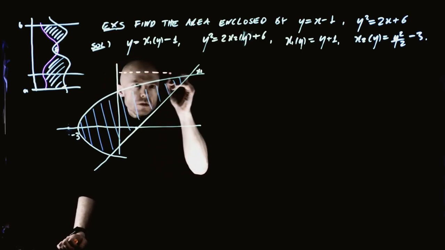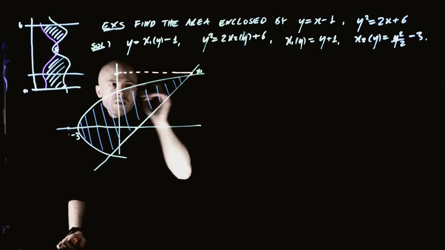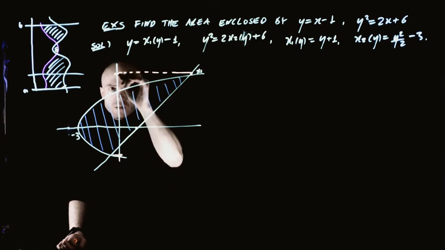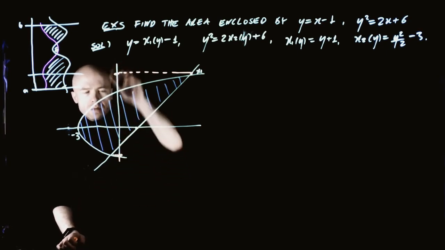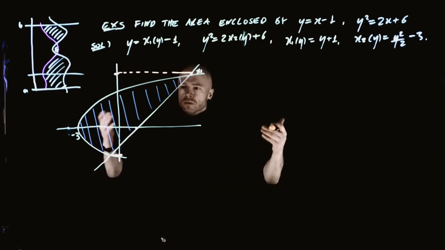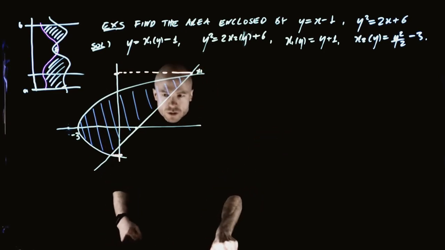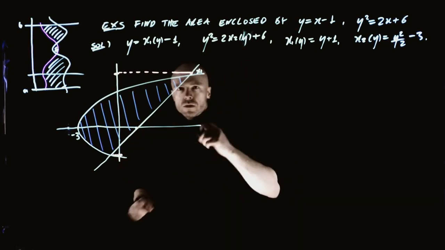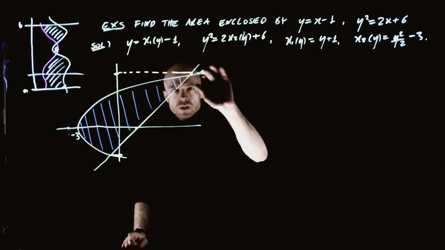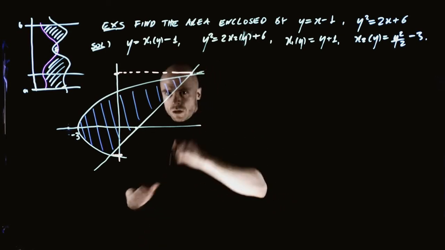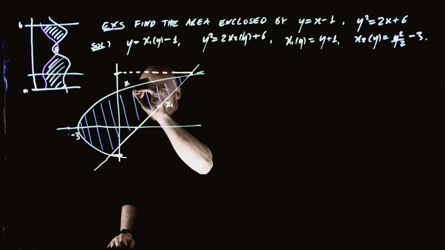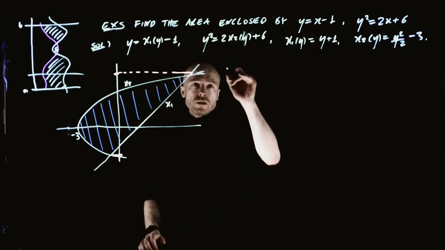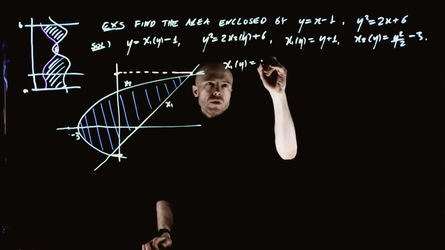So, it should be from here, and then from here, right? From here and here. Yeah? And then we just have to find those points. So these points happen when, it's a very bad positioning of x1. Let's put x1 here. This is x1 and this is x2. So this point and this point can be found by setting x1 equal to x2. So x1 of y equals x2 of y.